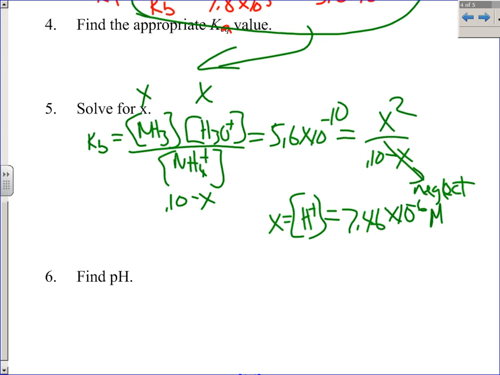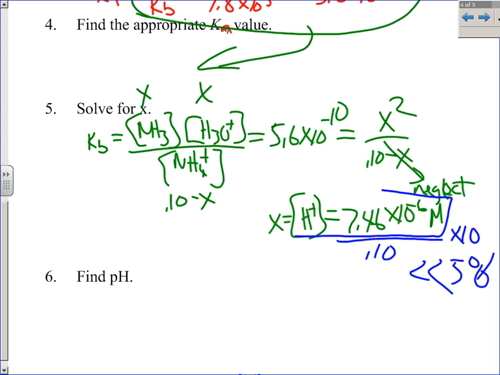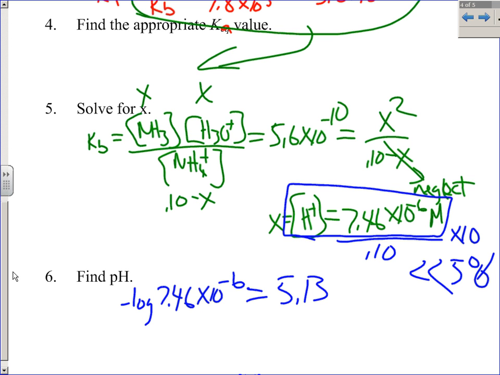Now, before I go on, I need to evaluate. Was this a valid neglect x? Well, that divided by the concentration 0.1 times 100, that's going to be significantly less than 5%. So I know this was a valid neglect x situation, and therefore this is my H3O plus concentration. So if I take the negative log of that, so negative log of 7.46 times 10 to the negative 6, that is going to be my pH, which in this particular case ends up 5.13 to 2 decimal places.